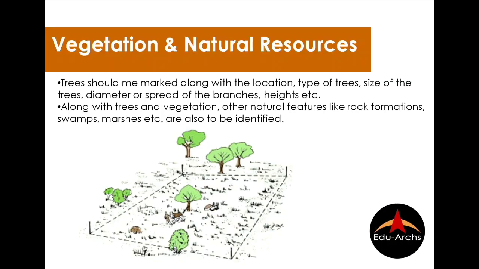Vegetation and natural features. The natural vegetation present on the site is very important. Any good design will integrate it into the design, highlight and accentuate it to create a harmonious whole. The vegetation will consist of all the trees, flora and fauna present on the site. These should be marked onto the site plan so that it will assist during the design stage. Along with the location, the type of trees, the size of trees, diameter or spread of the branches, heights, etc. are to be identified. Along with trees and vegetation, other natural features like rock formations, swamps, marshes, etc. are also to be identified.